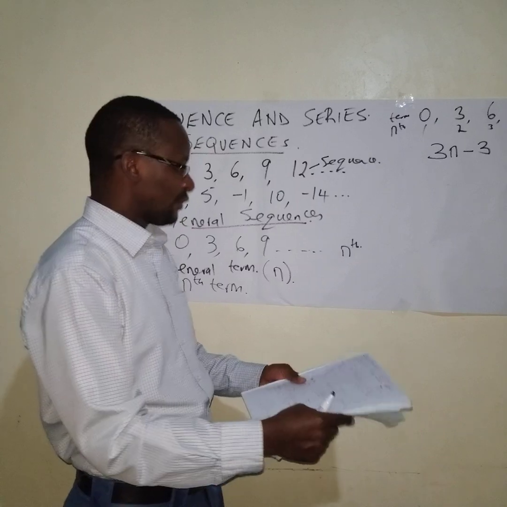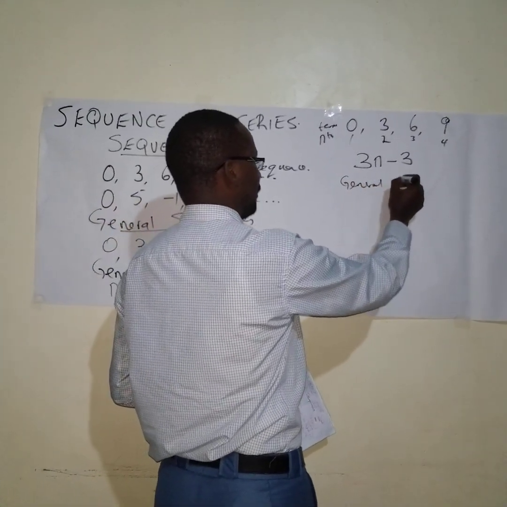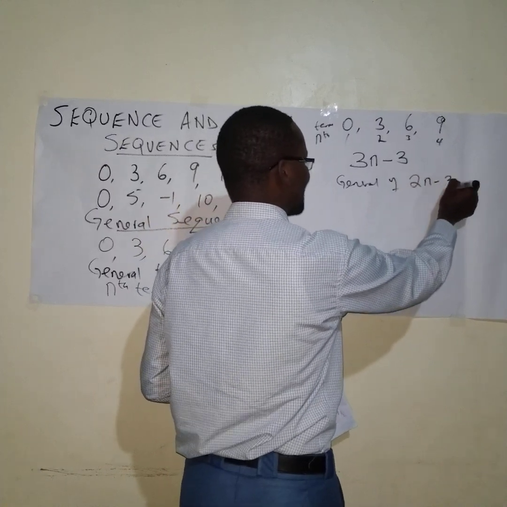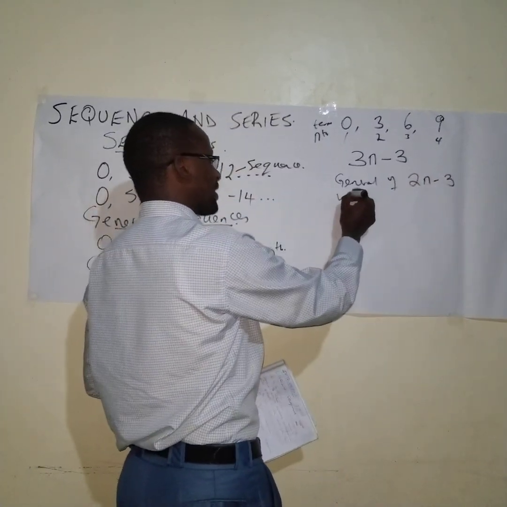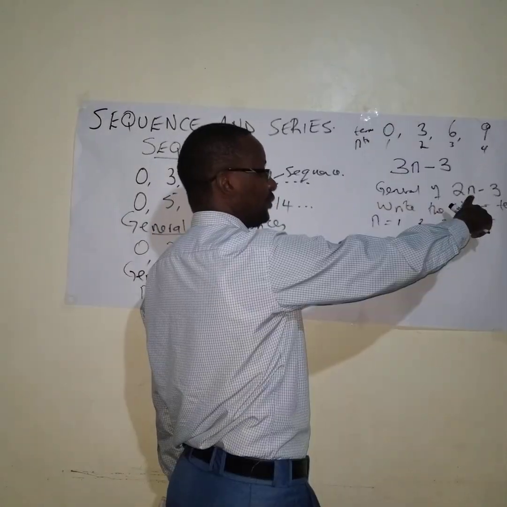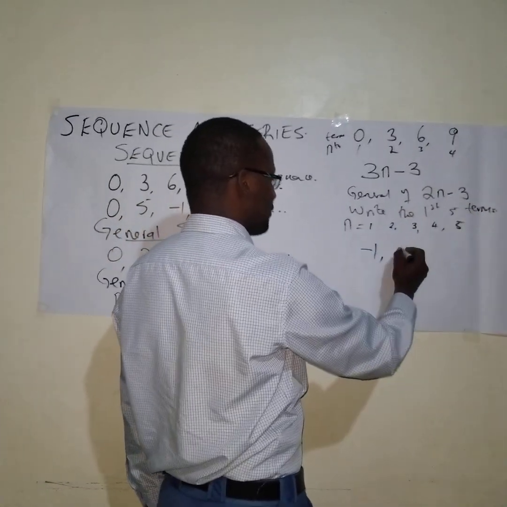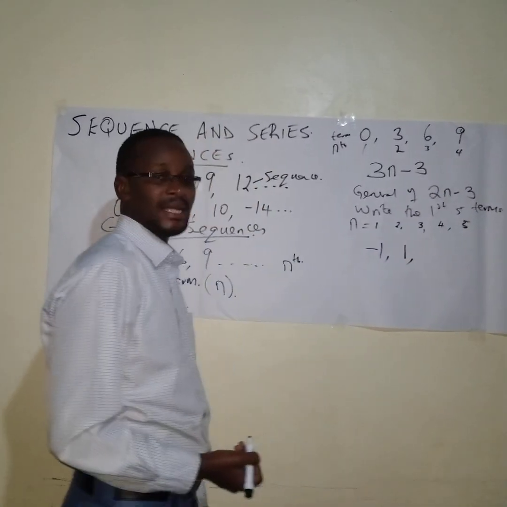For example, you can be given a general rule of 2n minus 3, and then you are asked to write the first 5 terms. For n equals 2, 2 times 2, you get 4. 4 minus 3, you get 1. So that will be the second term.